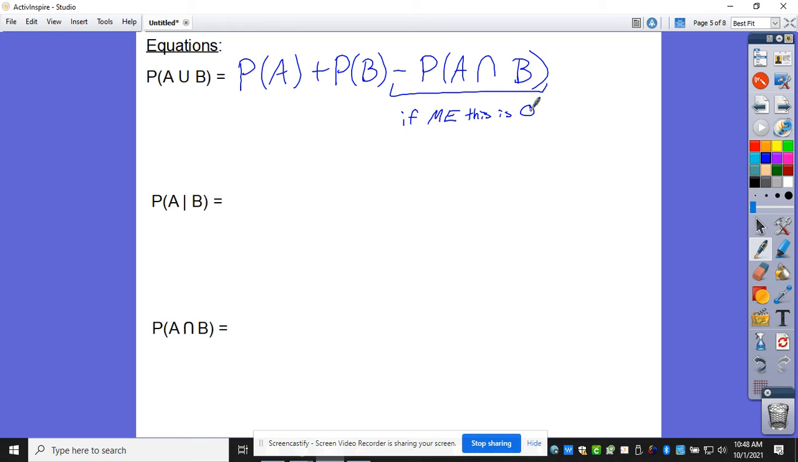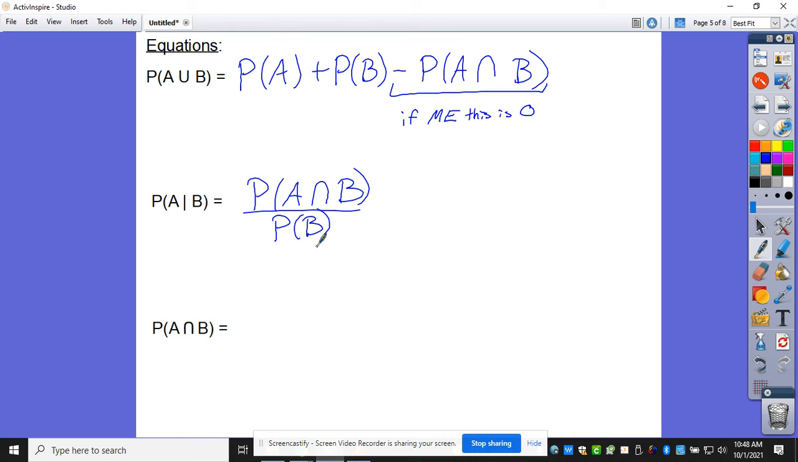We just talked about this one. What is probability of A given B? Probability of A and B over probability of B. So it's out of the condition and divided by the total of the condition.